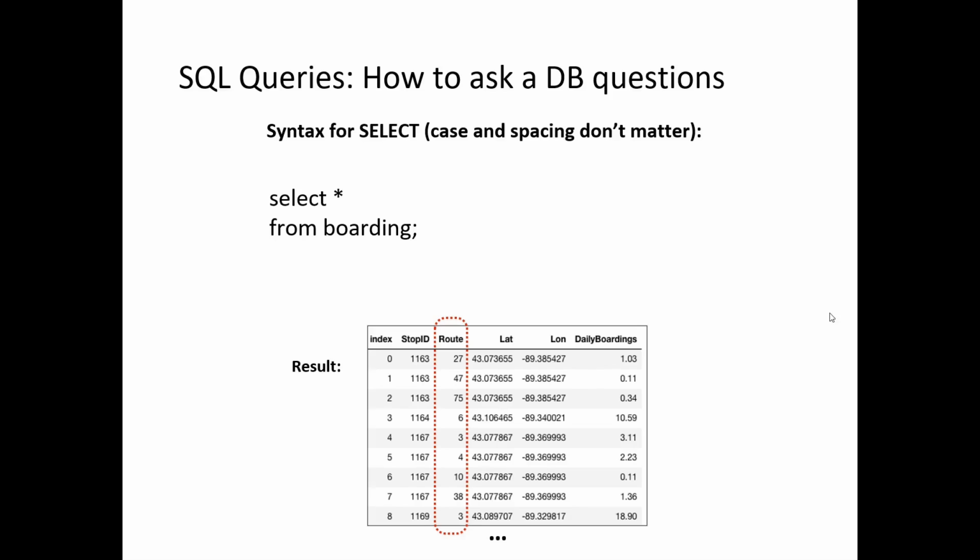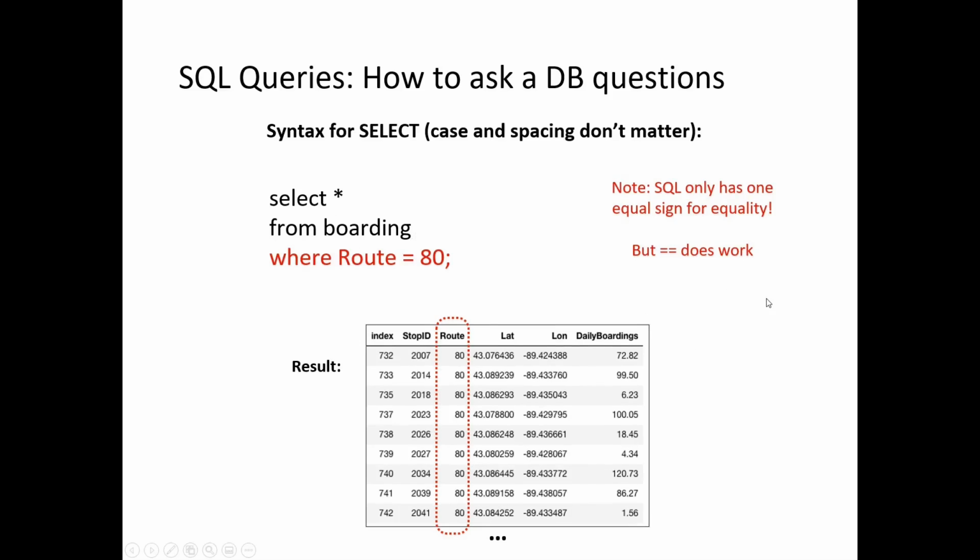All right, next up, how do we select particular rows? So select star gives me all of the columns in the table from the boarding table. So if I want to ask a specific question, I want to narrow down the number of rows, the keyword there is where. And now this is going to look a lot like a Boolean expression. I need to say where route, and that's the name of a column, is equal to some condition, less than, greater than. In this case, I'm selecting route 80. Check this out. So an interesting thing about SQL is that they only use one equal sign for the equality test, that operator that decides if two things are the same.